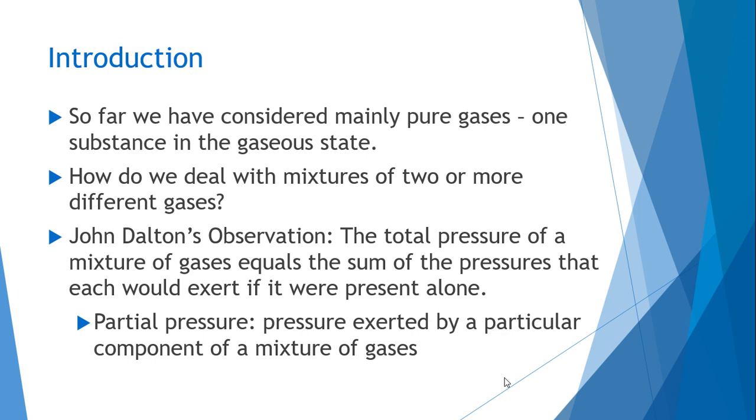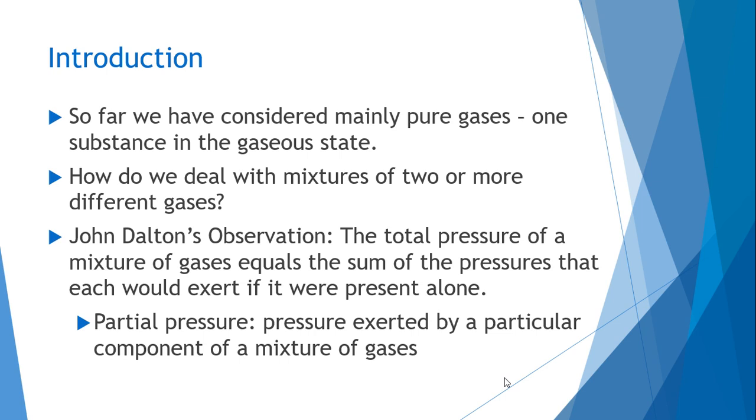So far, we've considered mainly pure gases, which means one substance in a gaseous state. That includes our stoichiometry. We've been converting from one pure gas to another pure gas. But how do we deal with mixtures of two or more different gases, such as the air? Air is a mixture of nitrogen and oxygen, carbon dioxide, water vapor. How do we deal with that?